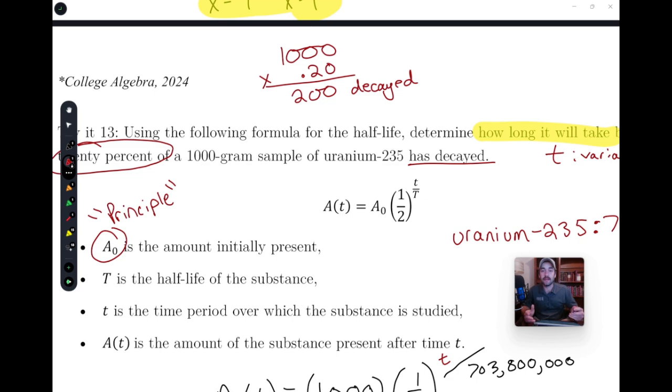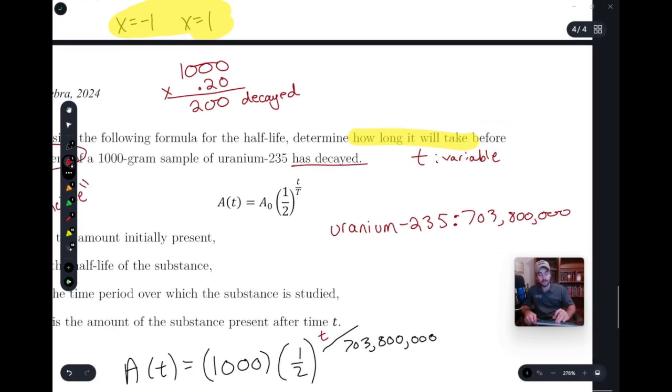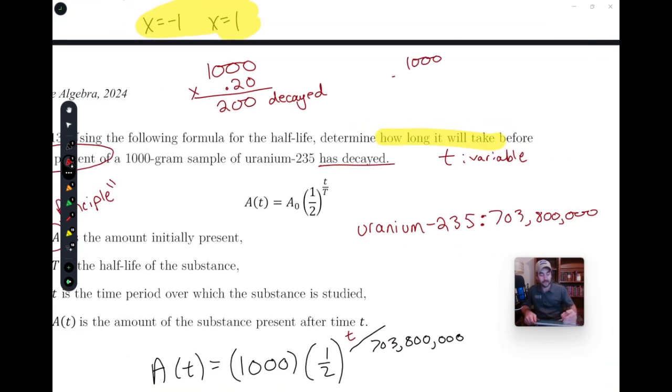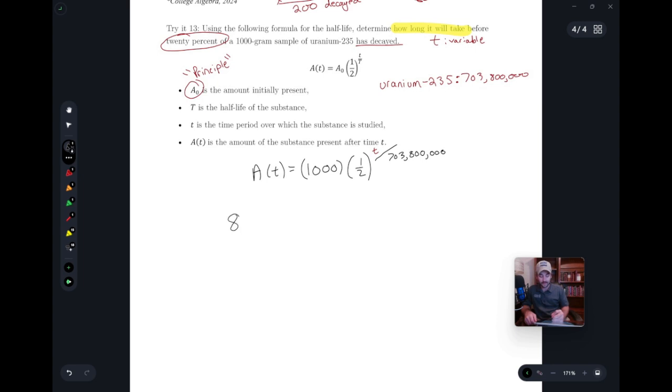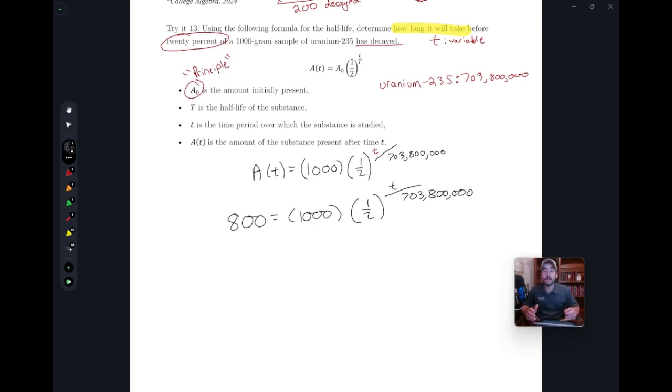If 20% has decayed, 200 has gone away. So you take 1,000 and you subtract that 200 because that's how much has gone away, and you should be left with 800. So instead of A of t, our final answer is going to be 800 is equal to 1,000 times 1/2 to the t over this long half-life, 703 million 800,000.